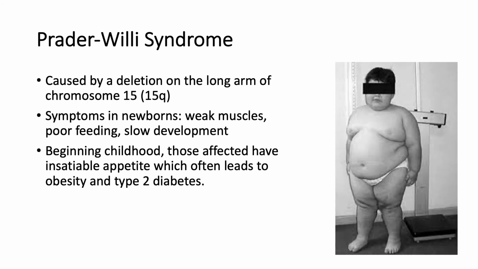Prader-Willi syndrome, or PWS, is another genetic disorder caused by a structural alteration of the chromosome. PWS is caused by a loss of function of specific genes on the long arm of chromosome 15. In newborns, symptoms include weak muscles, poor feeding, and slow development. Beginning in childhood, those affected become constantly hungry, which often leads to obesity and type 2 diabetes.